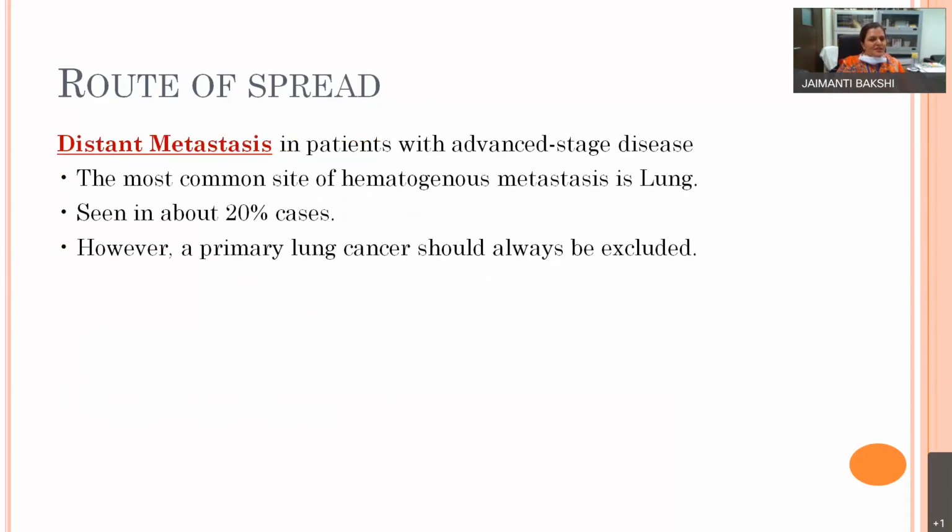Oropharyngeal cancer can have distant metastasis in patients with advanced stage disease. The most common site of hematogenous metastasis is the lung. It can be seen in 20% of the cases. Other sites of distant metastasis can be the liver and skeleton. However, primary lung cancer should always be excluded in patients who present with lung metastasis.